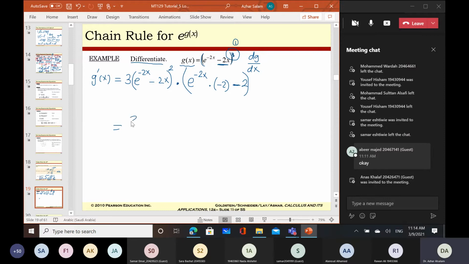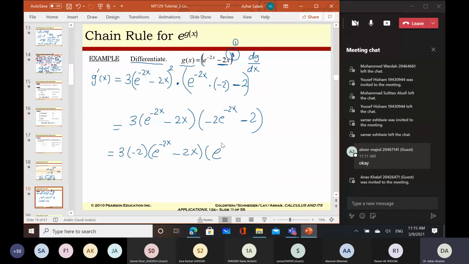Of course, this cannot be simplified. I will write it as it is. Minus 2x, minus 2x here. Okay. Then multiplied by. Notice that this minus 2 is multiplied by this. So minus 2e to the power minus 2x minus 2. Just arrangement here. Oh, there is no division. Okay. I can stop or I can take minus 2 as a common factor. So I can take 3 multiplied by minus 2 from here as a common factor, multiplied by e to the power minus 2x, minus 2x, multiplied by e to the power minus 2x plus 1.